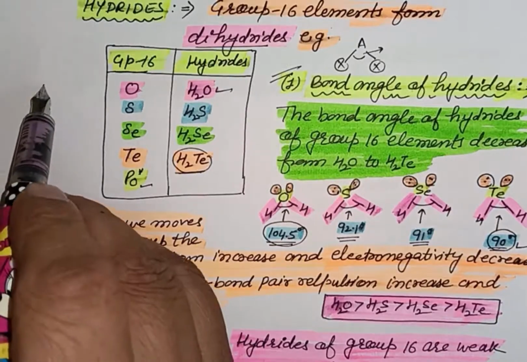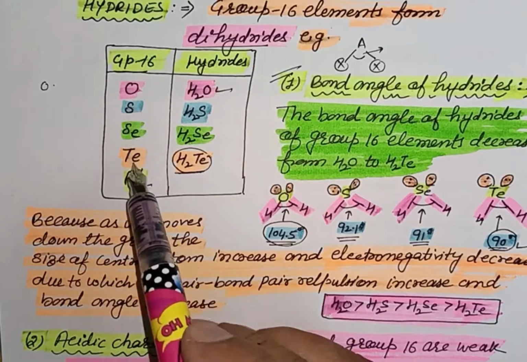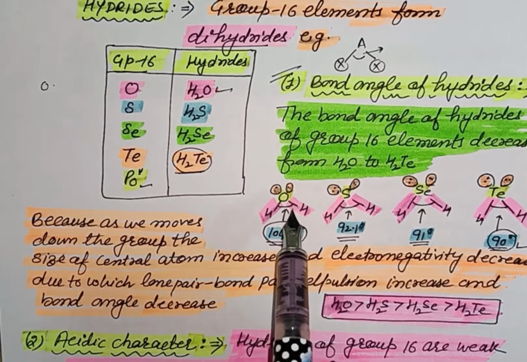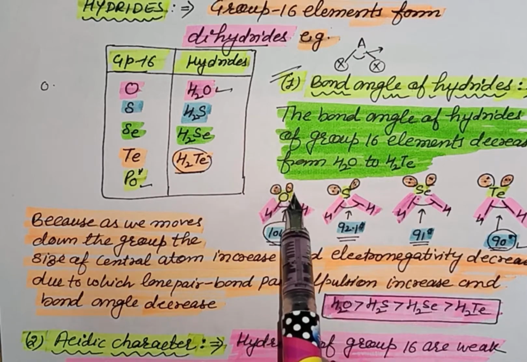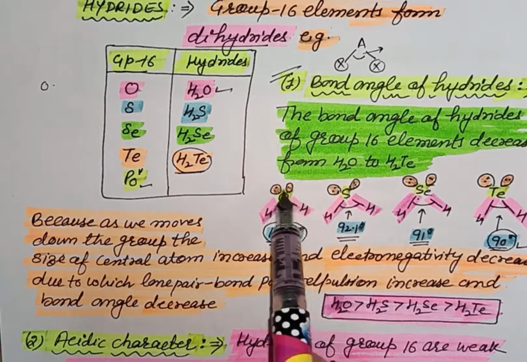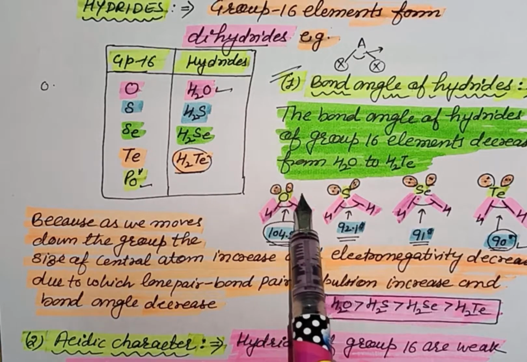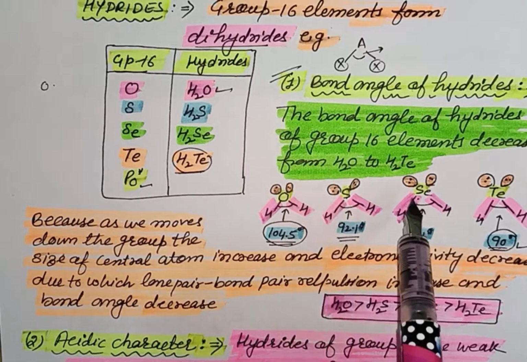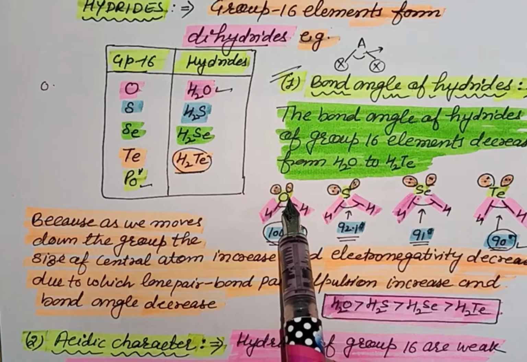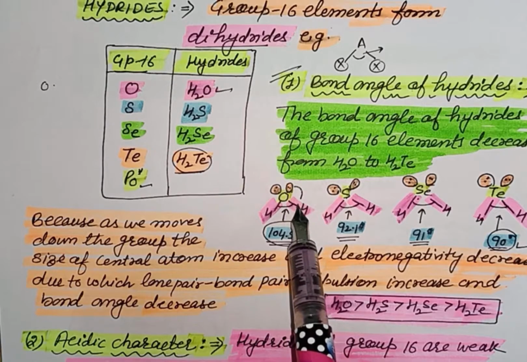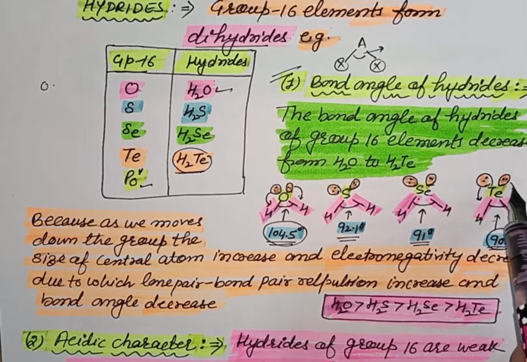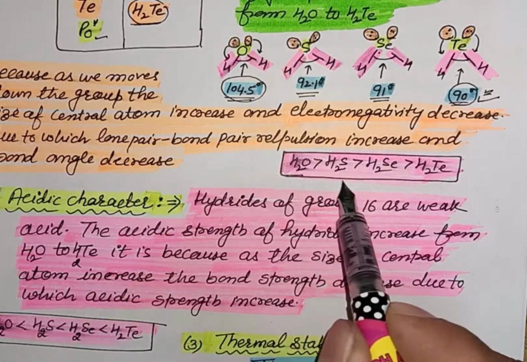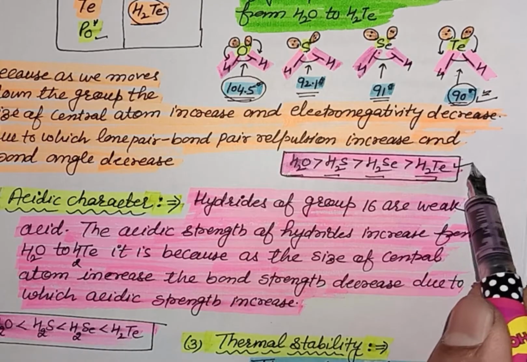As we move down the group, the size of the central atom increases, due to which the bond length increases, and electronegativity decreases. As the size increases and electronegativity of the central atom decreases, the lone pairs are more free to shift from one place to another. So there is more repulsion between these lone pairs and bond pairs. In tellurium dihydride, lone pair-bond pair repulsion is highest, due to which the bond angle is the lowest. So the order of bond angle is water, then H2S, H2Se, and the lowest bond angle is for H2Te.